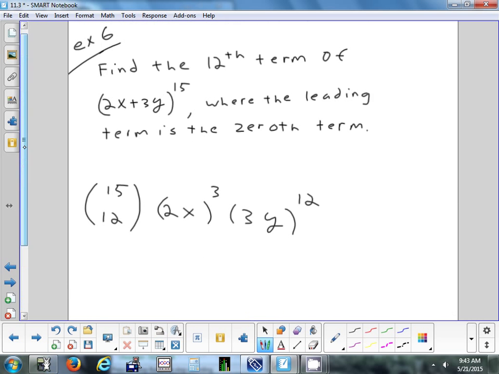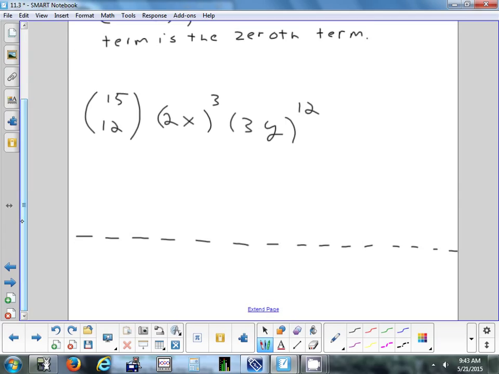I know if I FOIL this out, I'm going to have 15 terms. Okay. I'm looking for the 12th term. That's the one I'm looking for. And then you could kind of count through and see what you got. This would be y to the 0, wouldn't exist. 1, 2, 3, 4, 5, 6, 7, 8, 9, 10. Did I count right? Yeah, what you said is correct, Cassie.